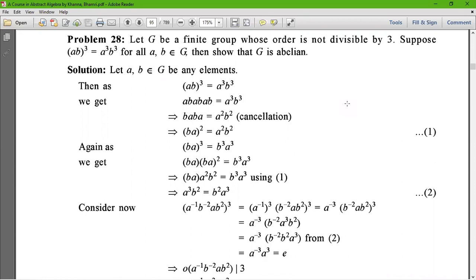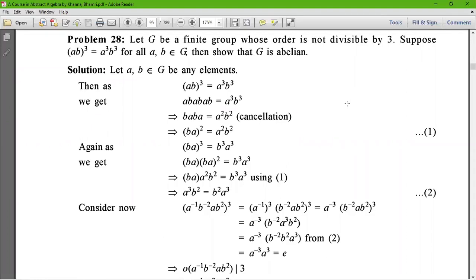Here a finite group is given whose order is not divisible by 3. And suppose it is given that (ab)^3 = a^3 b^3 for all a, b belonging to G. Then we have to prove that G is an abelian group. For this, let us take two elements a and b belonging to G.